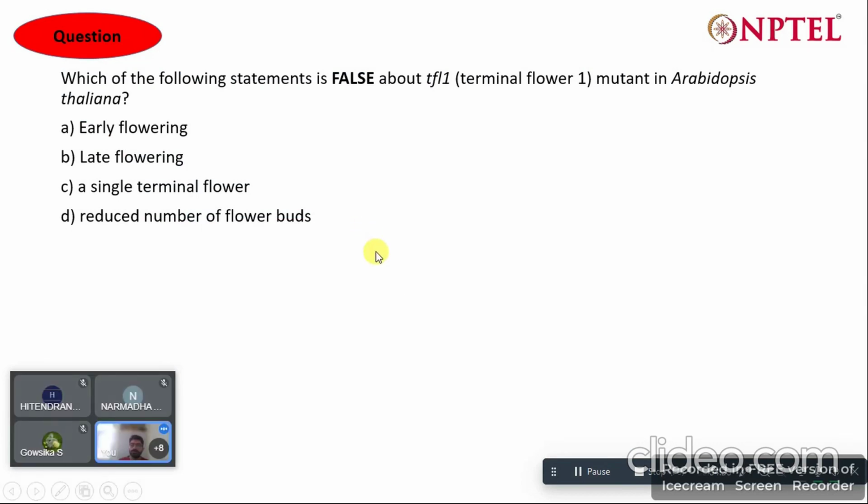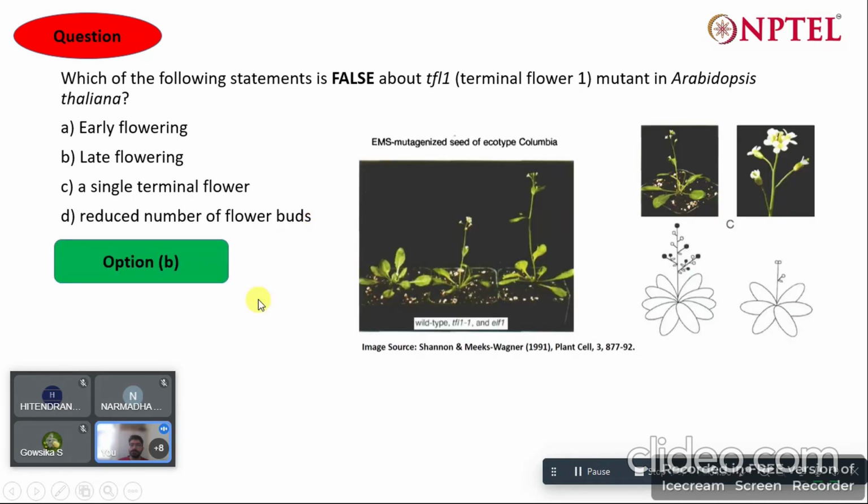Okay. So, the correct answer is option B, that is it will be late flowering, and as we know that TFL1 is the negative regulator of floral meristem, so it does not allow floral meristem to grow.